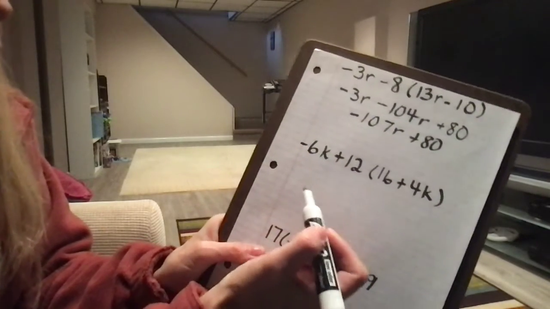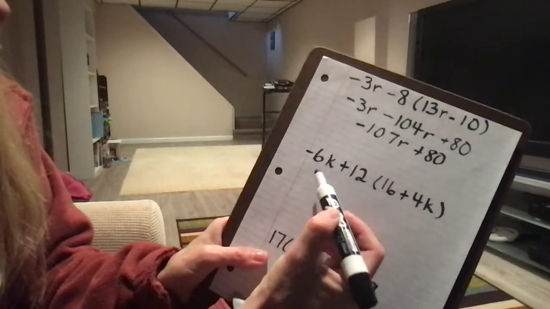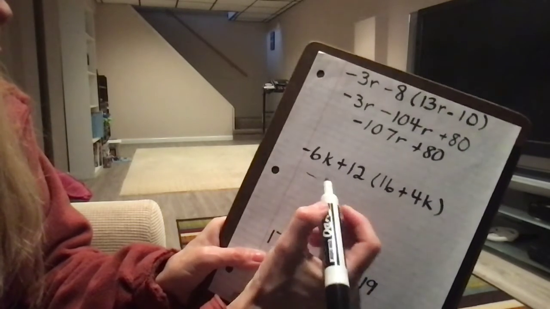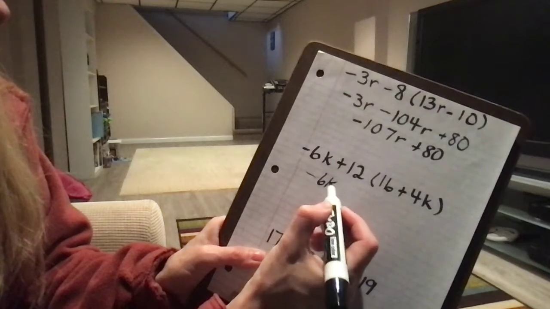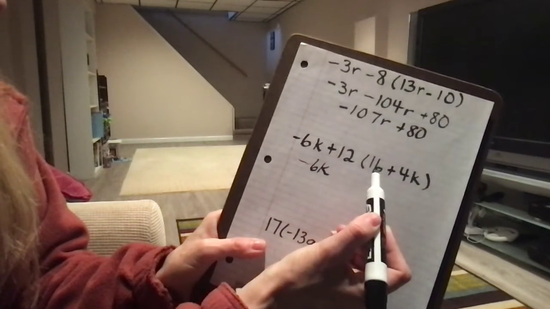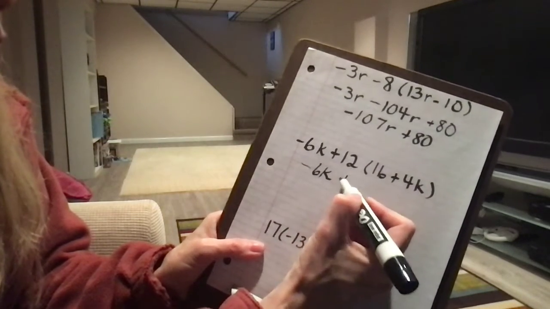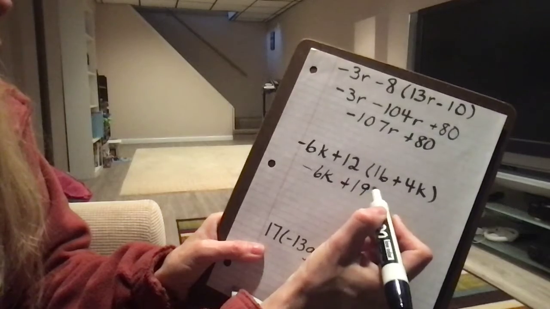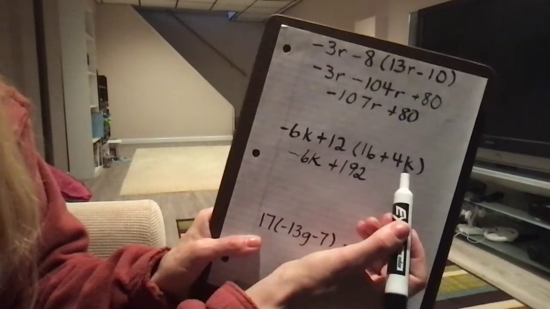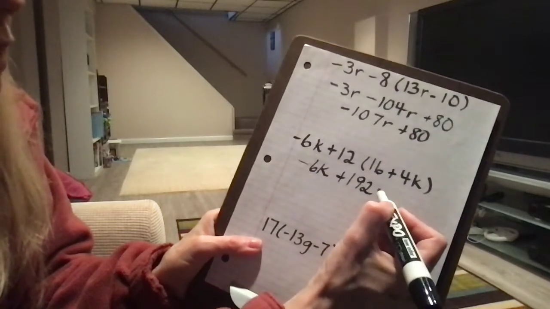Next problem is similar to the first. First step is to distribute. You are going to bring down your -6k, because to distribute, you're going to go to your parentheses. +12 times +16 is going to give you +192. Your second step, +12 times +4k is going to give you +48k.